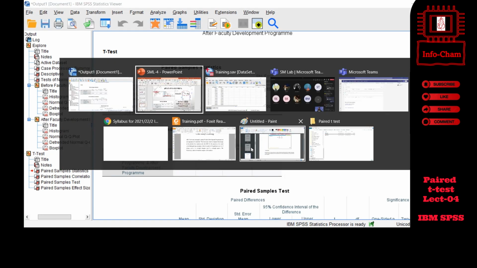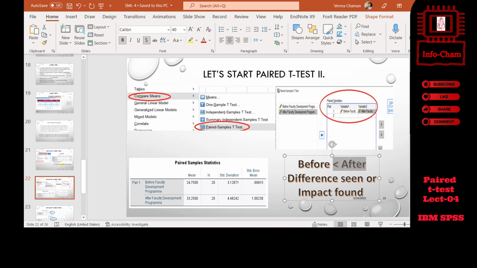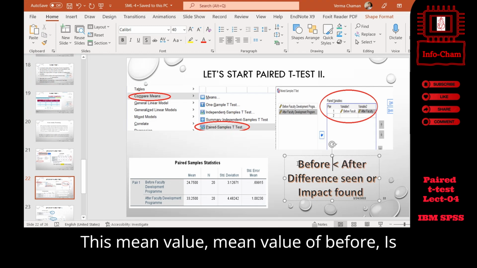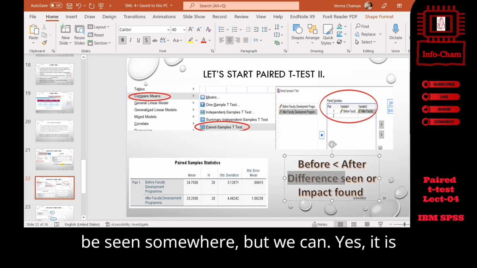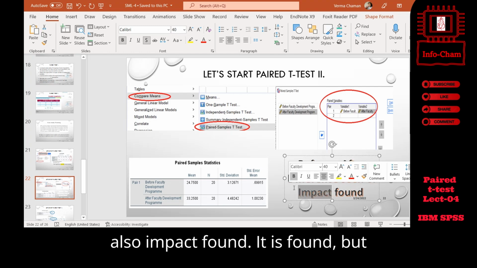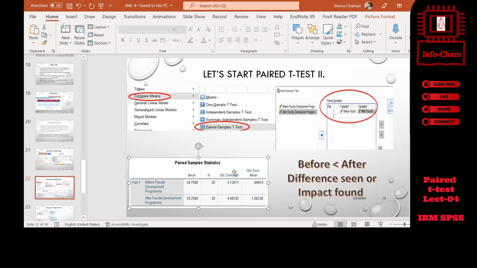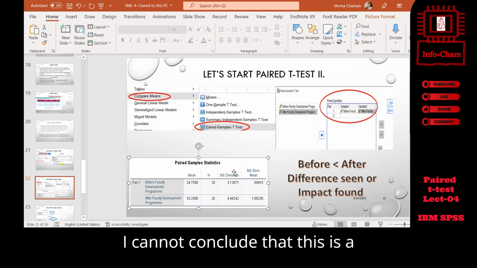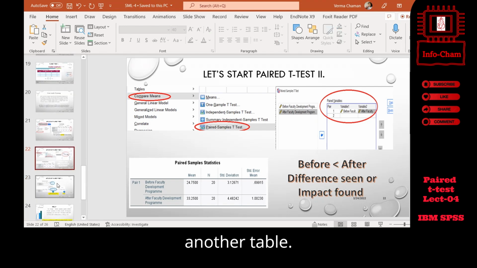So this is the way we can calculate it. Can you see here, the mean value of before is less than and the mean value of after is greater than. So I can see a difference somewhere, and yes, the impact is found. But based on this table, I cannot conclude that this is a significant difference, right? So we have to go for another table.